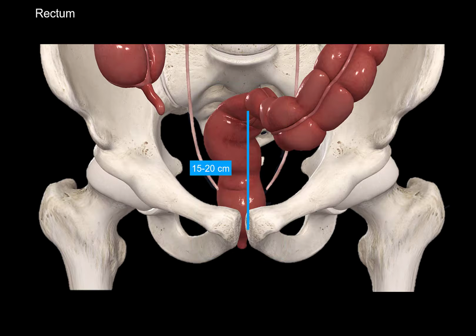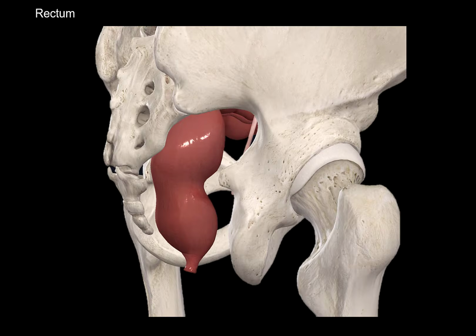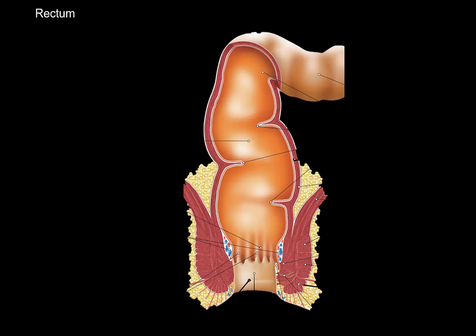It's about 15 to 20 centimeters long, and it kind of has an S shape, as you see here. It has some curvatures. Superiorly, it's connected with the sigmoid colon, and looking at it from a slightly different perspective, the posterior lateral perspective, you will see that it lies right in front of the sacrum. Let's now make a vertical cut of the rectum to focus on the curvatures.